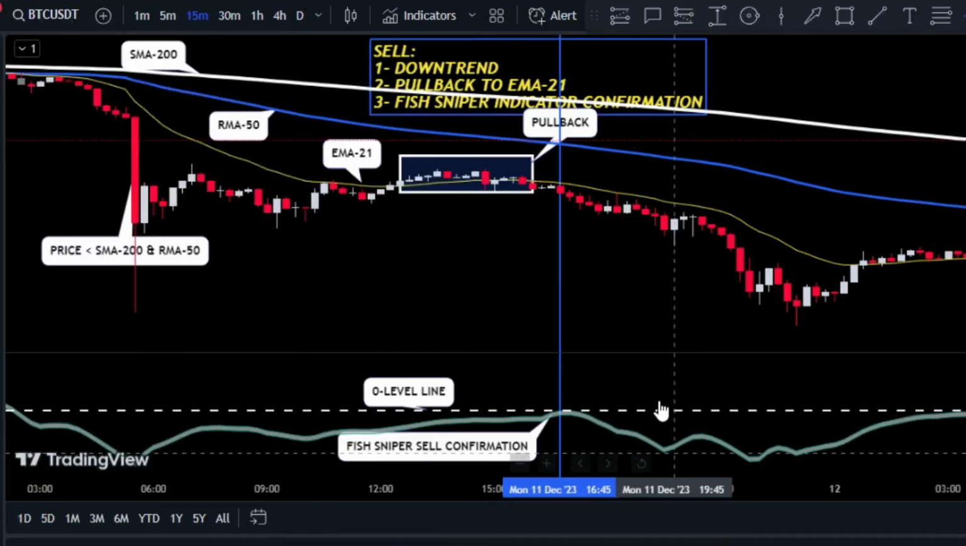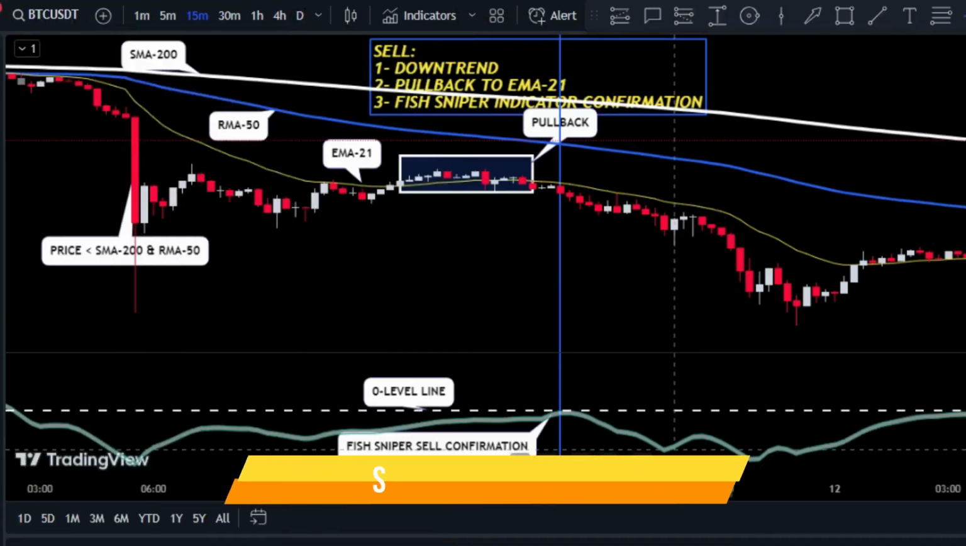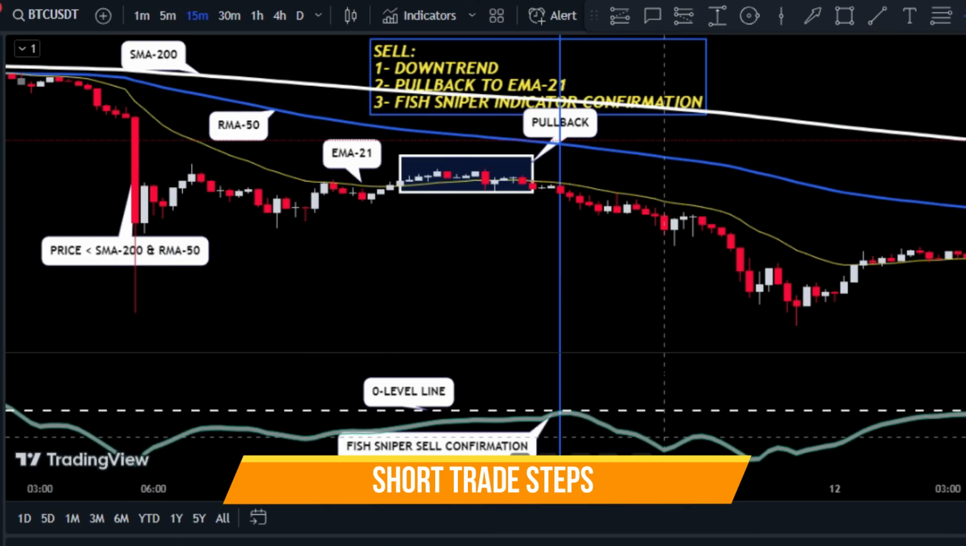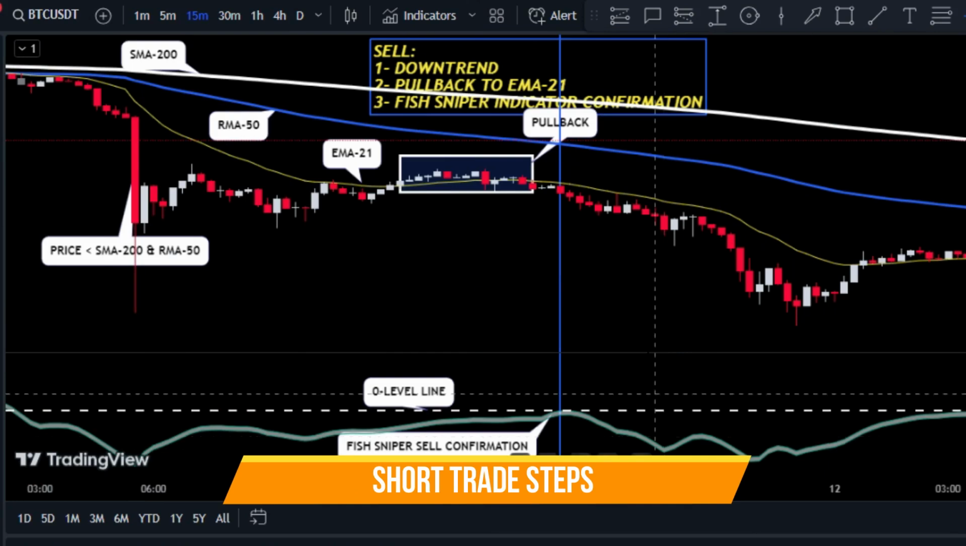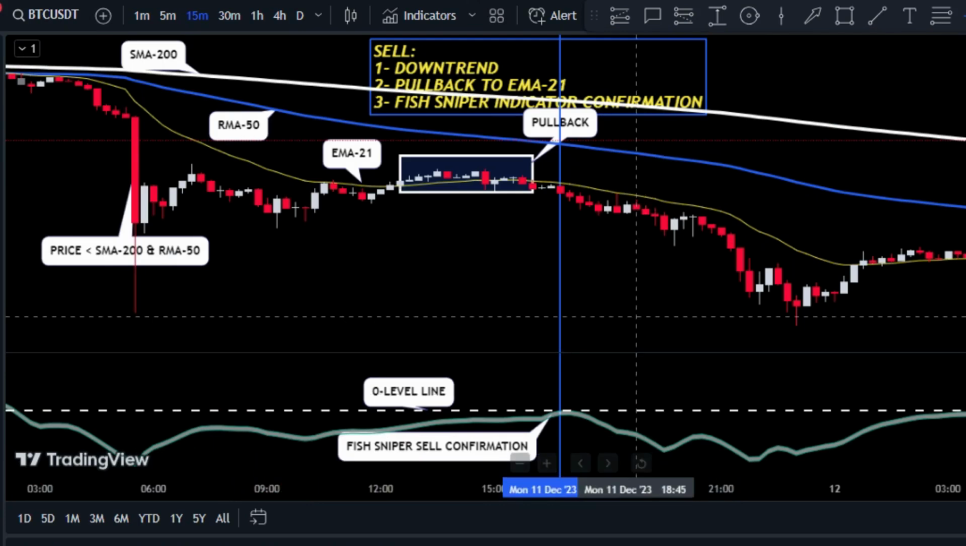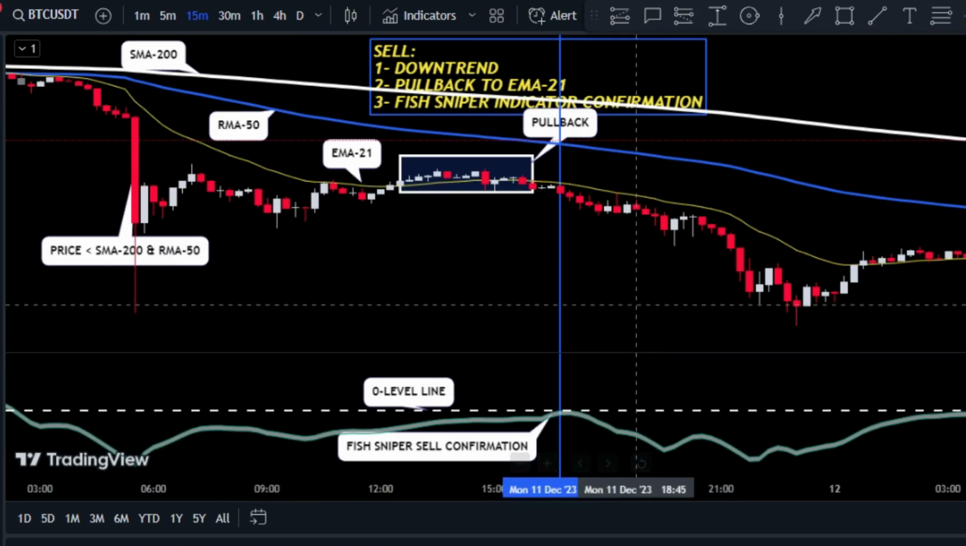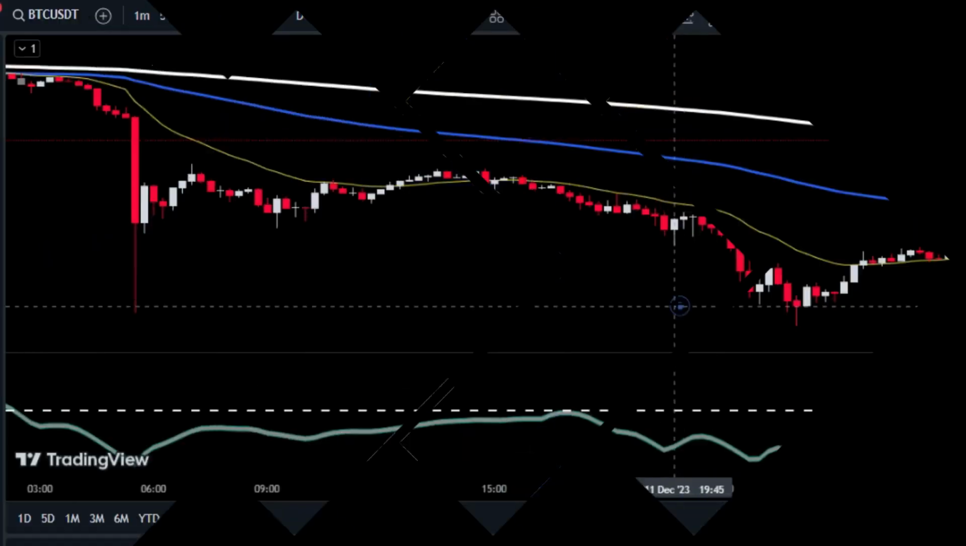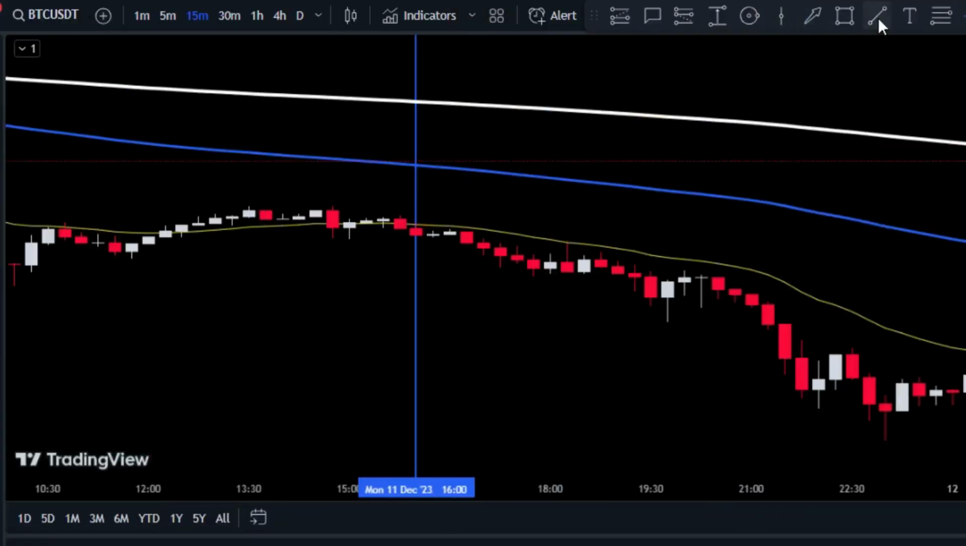And to execute a successful short trade with this strategy, the initial step is to verify that the trend is descending. Subsequently, watch for the price to bounce back to the EMA 21. Next, stay patient for a candle to plunge below the EMA 21. The subsequent action is to receive a sell signal confirmation from the fish sniper indicator. So if all these conditions synchronize, you're ready to kick off a sell trade.